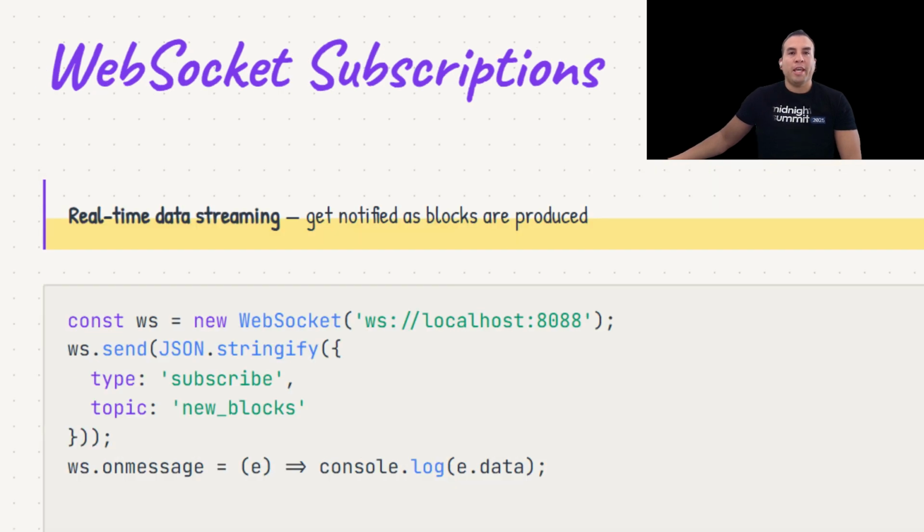For real-time data, you use WebSocket subscriptions. Instead of polling the API repeatedly, you connect once and get notified as things happen. Connect to the indexer's WebSocket endpoint. Subscribe to the new blocks topic, and you will get a message every time a new block is produced. This is a building block for live dashboards, monitoring tools, and alerting systems. We will build a working version of this in the hands-on section.